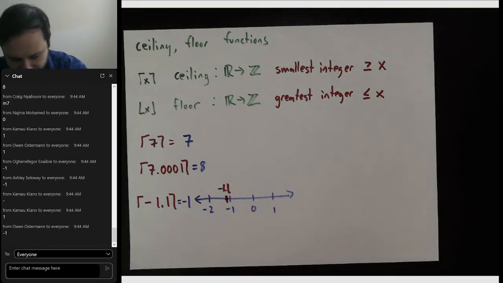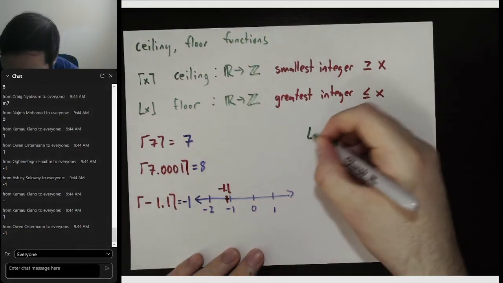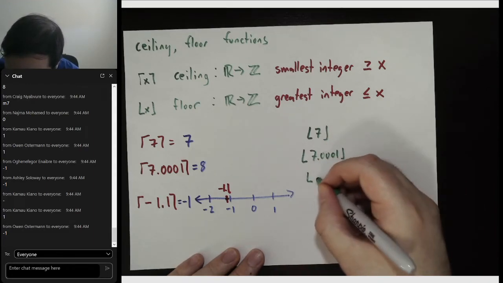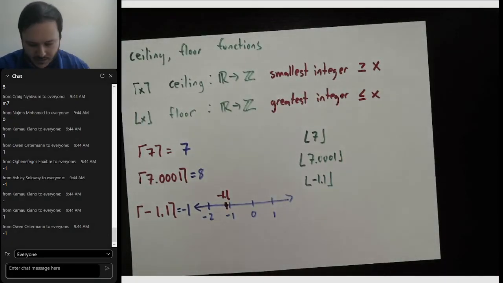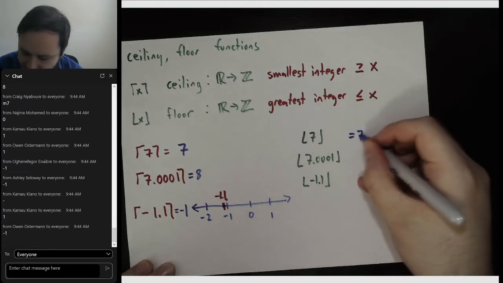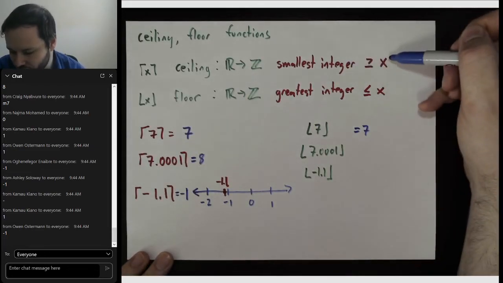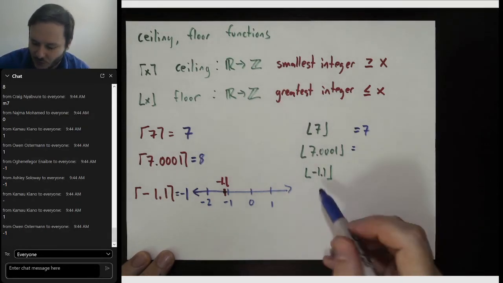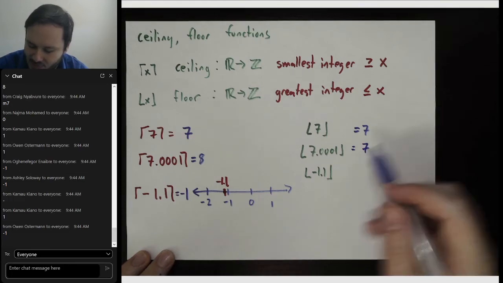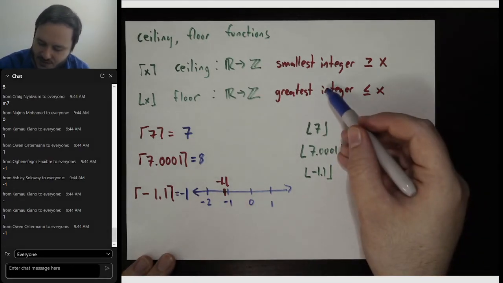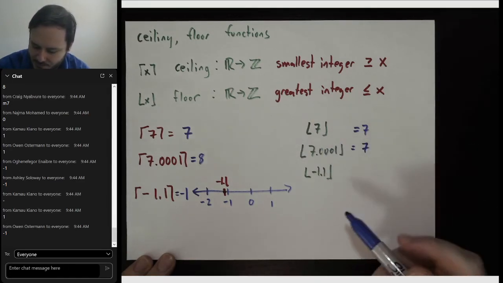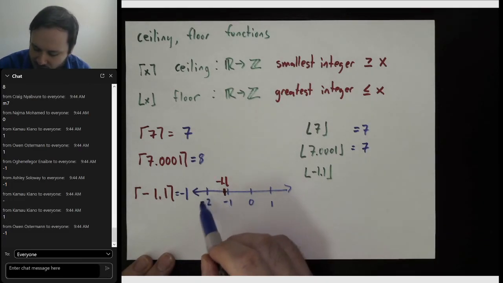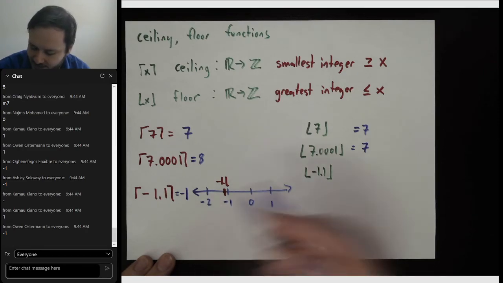And we could do similar things for the floor function. So floor of 7, floor of 7.0001, floor of minus 1.1. Floor of 7 is still 7. 7 is an integer, so it's both the smallest integer that's greater than or equal to 7 and the biggest integer that's still smaller than or equal to 7. The floor of 7.0001 is still 7. You can't find a bigger integer that's still smaller than 7.0001. And now the floor of minus 1.1, I find minus 1.1 on my number line. I look for the biggest thing that's still smaller than it, and this is minus 2.